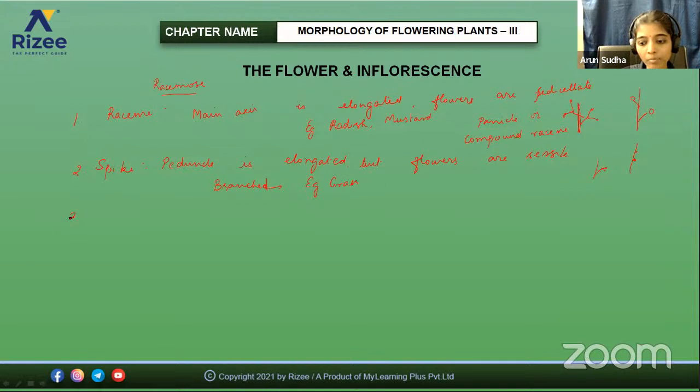There's a third type which is called catkin. Here the peduncle is thin, long and weak, and flowers are sessile.